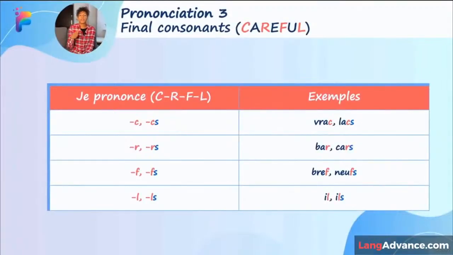So for example, if you have a look here, the word un fait, we pronounce the T. Here, let's have a look at the one that we actually pronounce. Le C, for the letter C, we have vrac, lac. With the letter R, we have bar, car. With the letter F, we have bref, neuf. With the letter L, we have il.